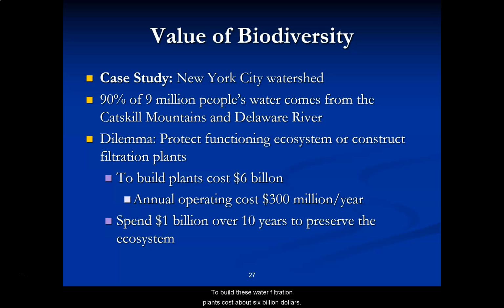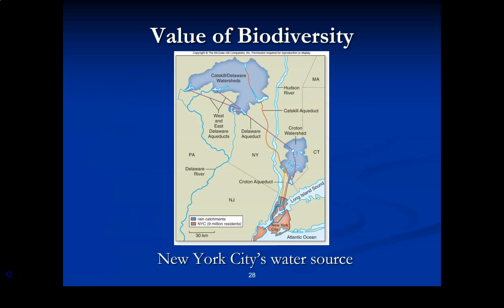To build these water filtration plants would cost about $6 billion, with an annual operating cost of $300 million a year. Or they could spend $1 billion over 10 years to preserve these ecosystems. So scientists figured that it was cheaper to preserve the ecosystems surrounding these watersheds than to build these filtration plants. This map on this slide is just illustrating the watersheds that supply New York City with water from the Catskill Delaware watersheds.